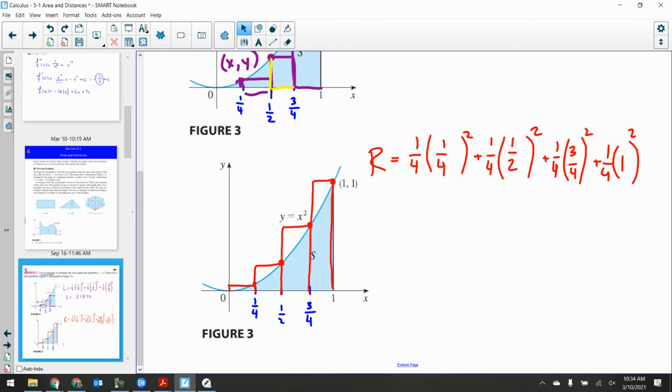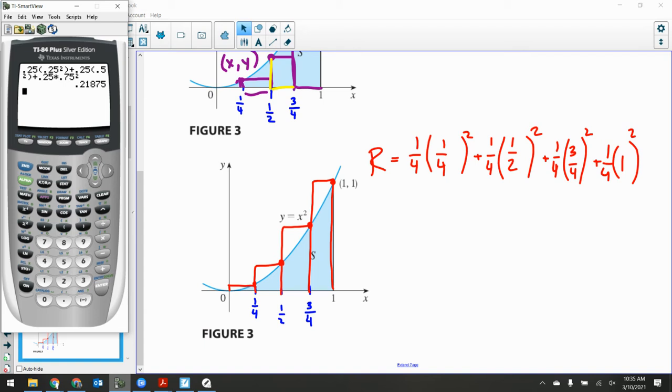Do you know where I got the 1/4 squared, 1/2 squared, 3/4 squared? Because those are all the y values. The points here would be x comma y: 1/2 comma 1/2 squared, 3/4 comma 3/4 squared, 1 comma 1 squared. Okay, all right, so let's figure out the right side approximation of this.